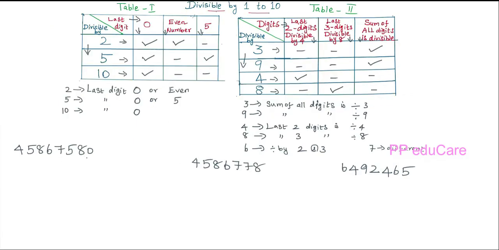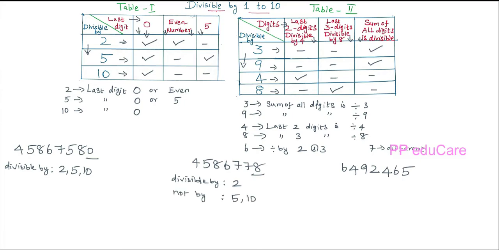Since the last digit of the first number is 0, according to the first table, the first number is divisible by 2, 5 and 10. Now look at the second example. Since the last digit of the number is 8, which is even, again according to the first table, the second number is divisible by 2 but not divisible by 5 and 10.